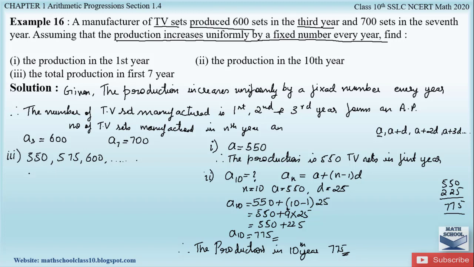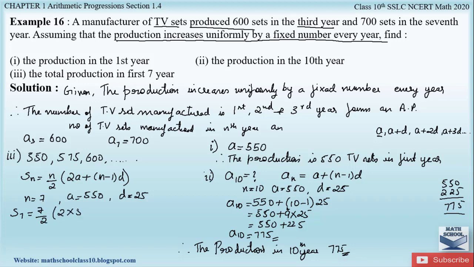Now we have to find out the sum of 7 years. So let us write down the formula to find the sum, which is given by Sn is equal to n divided by 2 into 2a plus n minus 1 into d. Since they have asked us the sum for the first 7 years, the n value will be equal to 7. We know the A value, the first term of the AP, that is 550, and d is equal to 25. So let us substitute and find the result. So the sum of the first 7 years will be 7 divided by 2 into 2 into a, which is 550, plus n value again 7 minus 1 into d, which is 25.